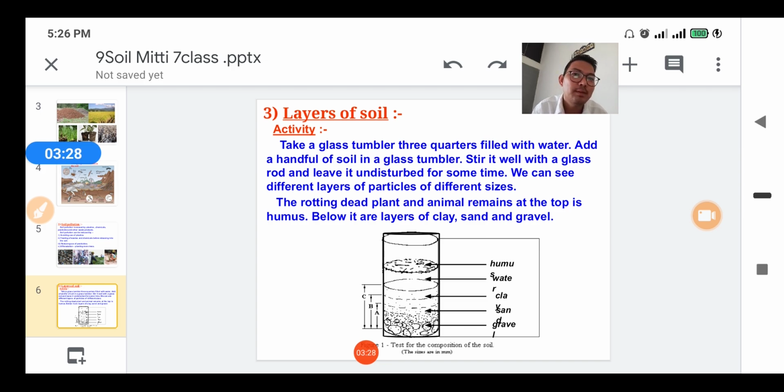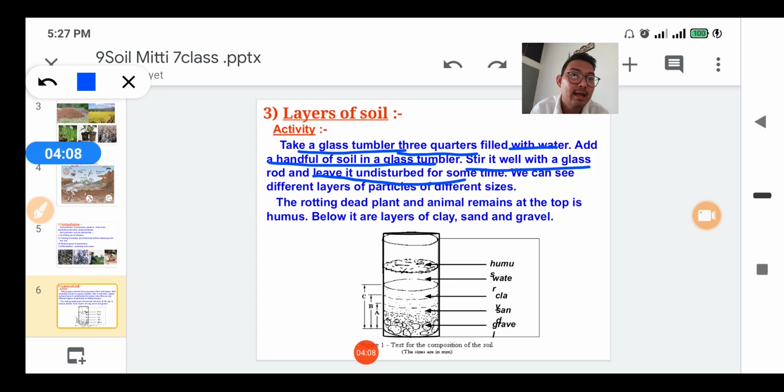Now I'll explain one activity through which we can get to know about layers of soil. What you have to do, dear students, is take a glass tumbler and fill it 3/4 with water. How much? 3/4. It means about 75%. Then add a handful of soil in the glass tumbler, stir it well with a glass rod and leave it undisturbed for some time, and we can see different layers of particles of different sizes.